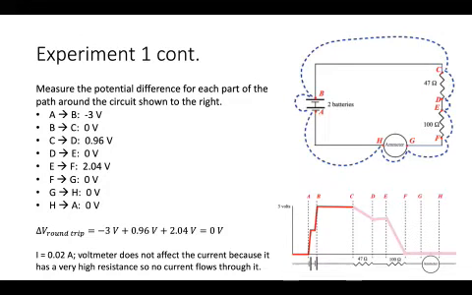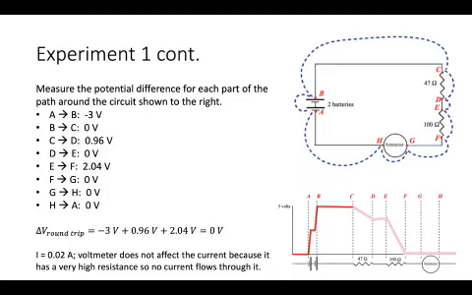In a continuation of experiment 1, we measured the potential difference for each part of the path around the circuit shown to the right. From A to B, we found a potential difference of negative 3 volts. For C to D, it was 0.96 volts, and from E to F, it was 2.04 volts. And for the rest of the pathways, it was 0. We summed those to get the delta V round trip, which equals 0, which is what we expected. The current was still 0.02 amps, so the voltmeter did not affect the current because it has a very high resistance, so no current flowed through it.